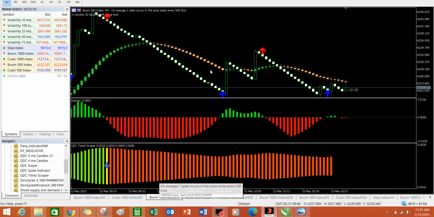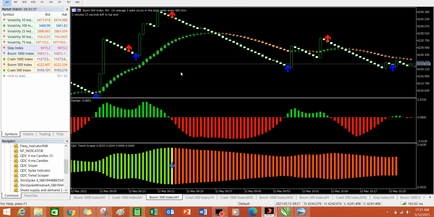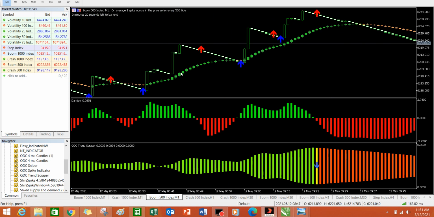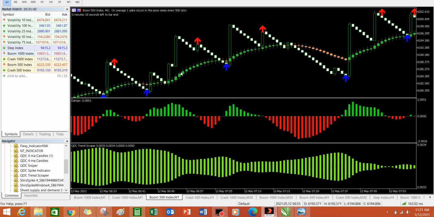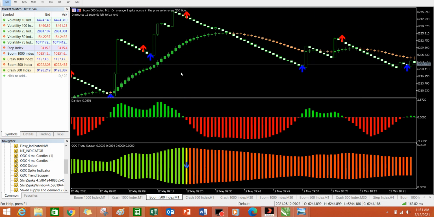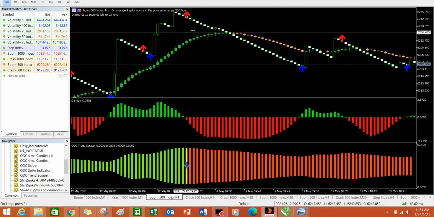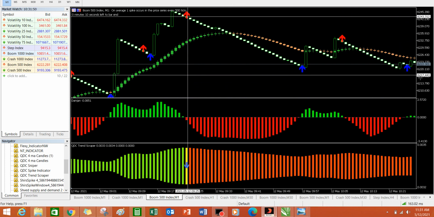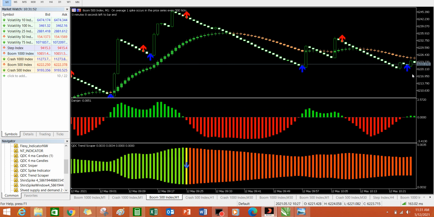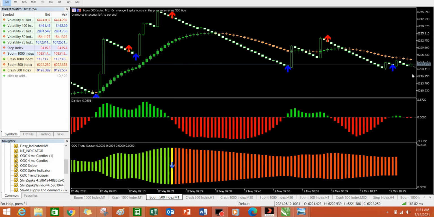Let's check out what is happening with boom 500. For boom 500, I'm using the QDC scraper indicator to do my analysis here. It's presently on downtrend. It has been on a very long trend before, but right now it's on downtrend. If you had come in here, then you should be in a lot of profit right now. That is how amazing this strategy is.